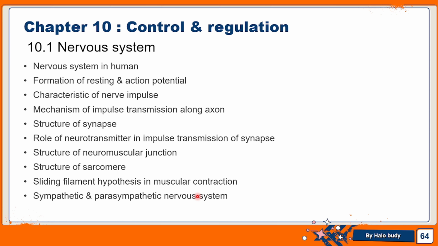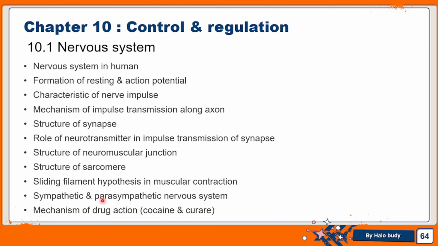Okay, next is about the sympathetic and parasympathetic nervous system. Actually, this topic is included in the nervous system in humans, but I don't know why MPN separates it. But never mind. You need to know that the sympathetic and parasympathetic nervous system is one of the fields inside the nervous system in humans. So the main thing you need to learn is the differences. What are the differences between these two?